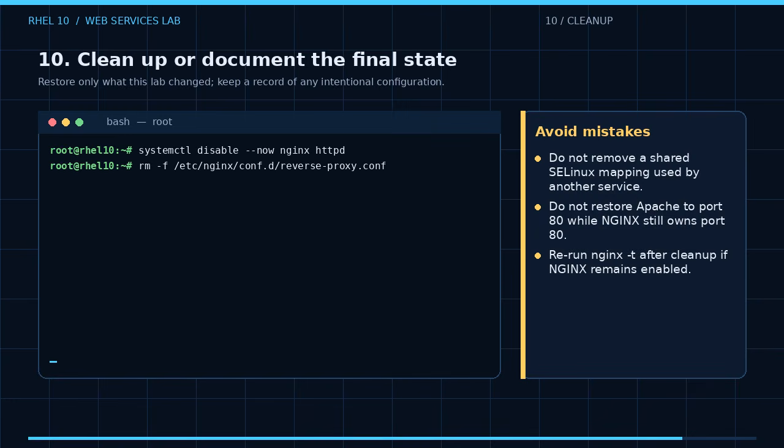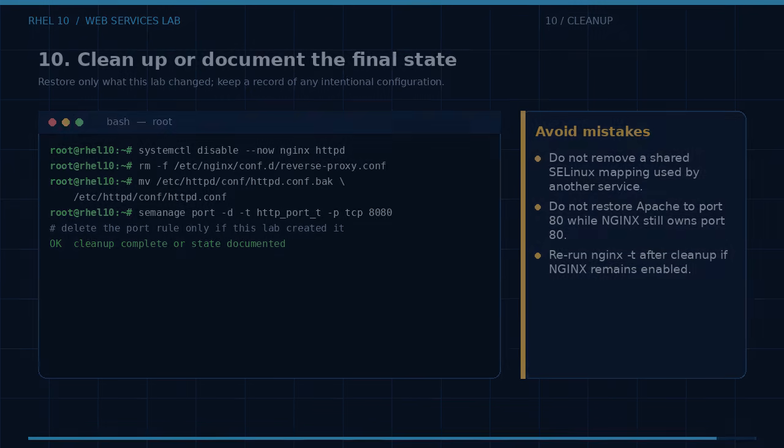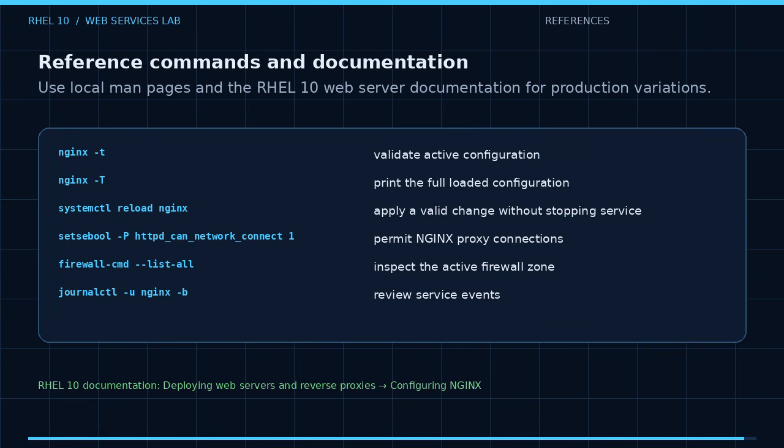To clean up the lab, stop or disable the services, restore the Apache Listen directive if needed, remove the reverse proxy file, and remove the temporary SELinux port rule only if it was created for this exercise. Your final evidence should include nginx -T output, service status, firewall rules, SELinux booleans, direct and proxied curl results, and relevant logs.